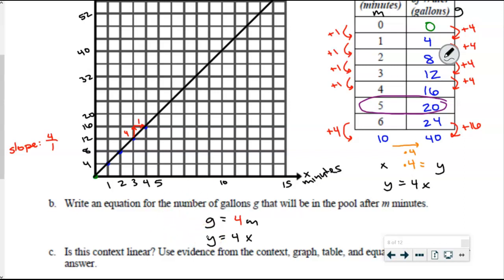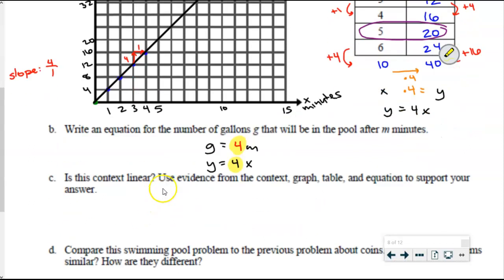Key thing, what are we noticing in this equation? There's that 4 again. So, once again, is this context linear? Let's look at the graph. Is it a straight line? Yeah. But it's more than it just being a straight line. It's a straight line because it has a constant slope.